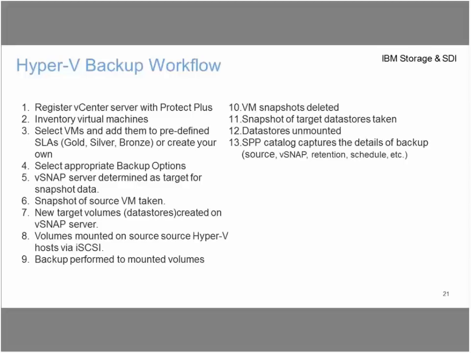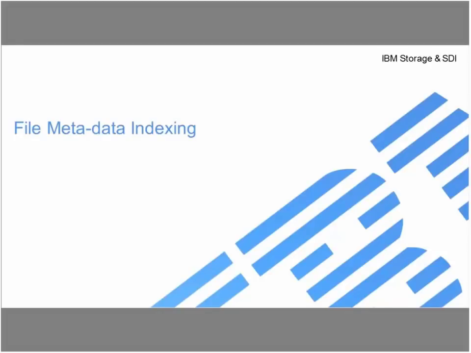So let's talk a little bit about file metadata indexing. One of the biggest features within Spectrum Protect PLUS is the ability to capture all of the individual files contained within the virtual machines that you're protecting, whether they be VMware virtual machines or Hyper-V virtual machines, and give you a global catalog in which you can recover all of those files or any individual files either back to the original source virtual machine or any other virtual machine that you are protecting using Spectrum Protect PLUS.